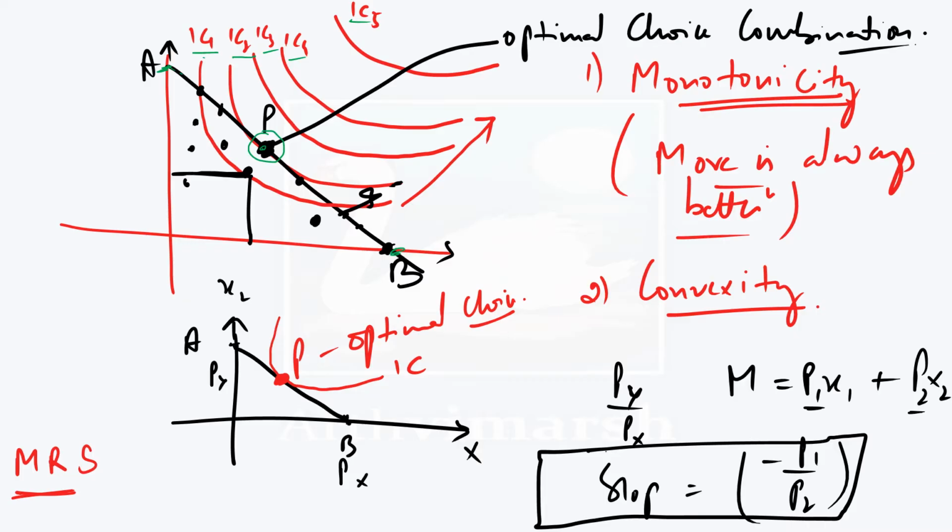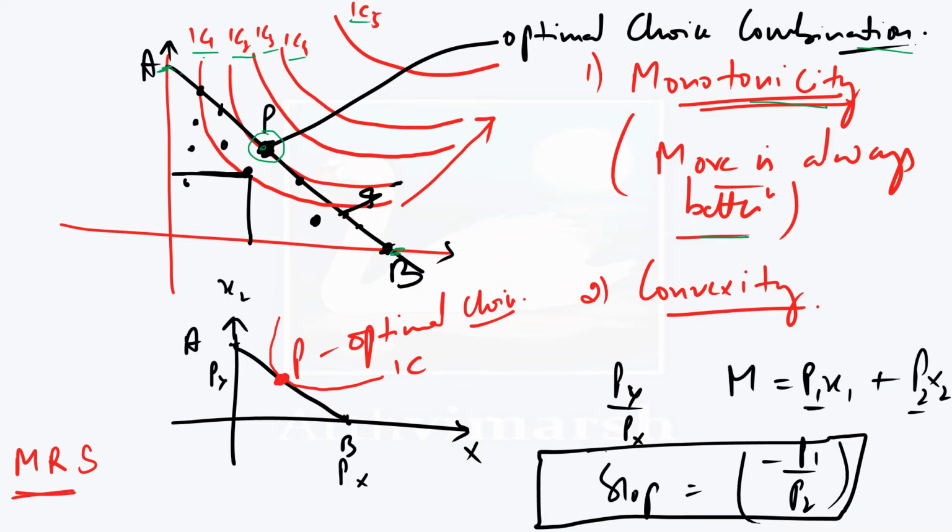So this is the point of optimal combination, but it should be noted that here also it's important that the condition of monotonicity holds, which means that more is always better. If your indifference curve is going up, it's always going to be better for you as a consumer. So more is always better, it should hold. Along with that, your convexity condition should also hold, right? Why it should hold, I'll be emphasizing in the subsequent section.